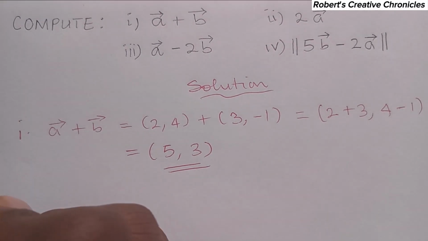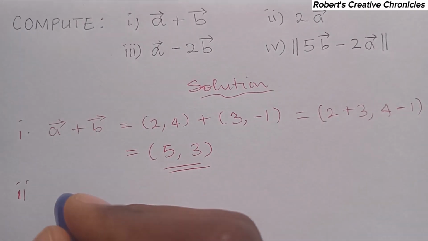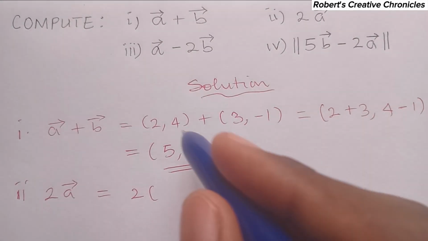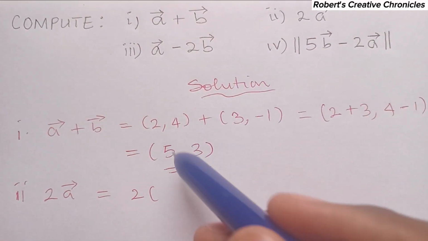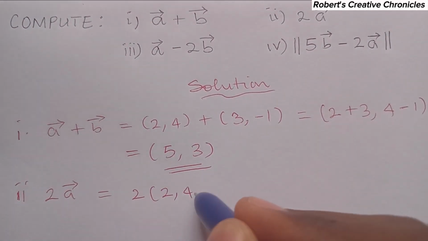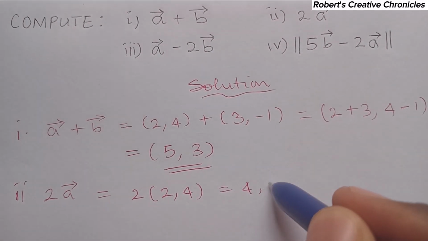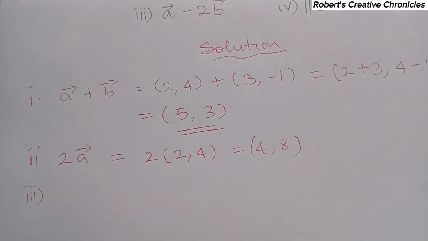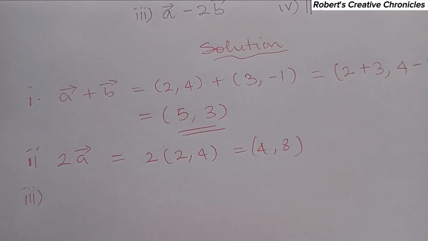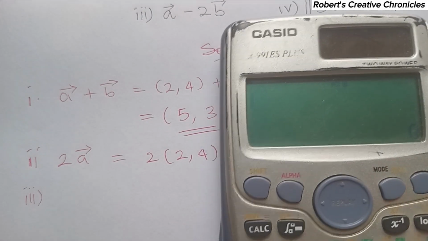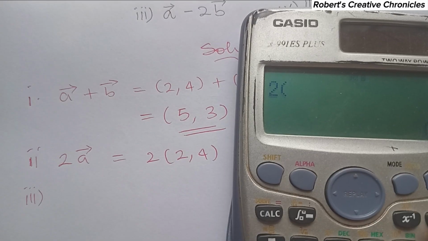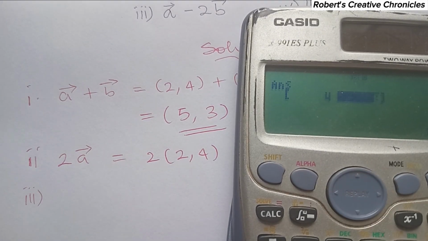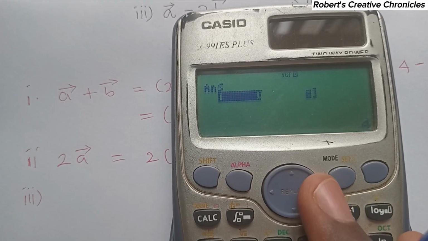Also, let's do the second one. Second one is 2 times vector A. Vector A is what? Is 2 and 4. So 2 times 2, 4. This becomes 4 and 8. You can also confirm it by saying 2 times vector A, which is 4 and 8. You see, 4 and 8.